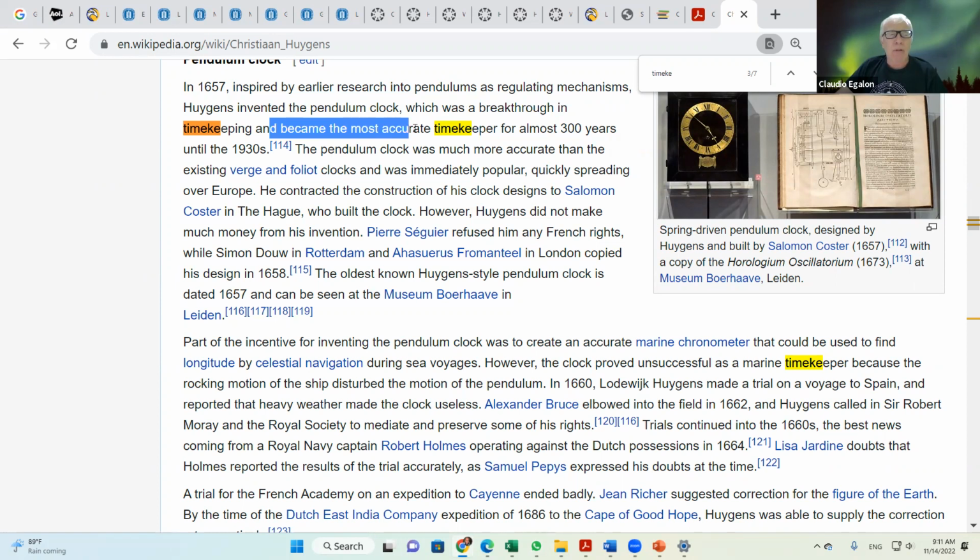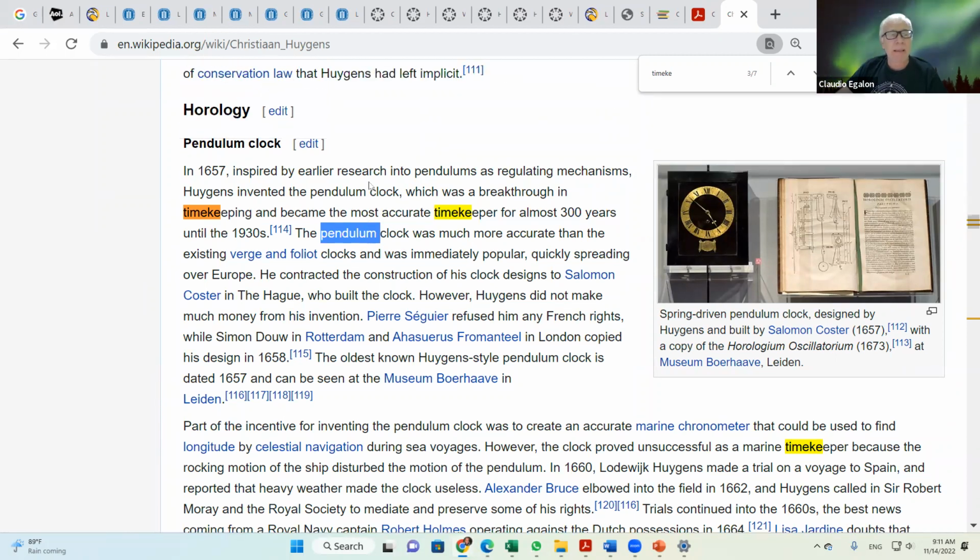It became the most accurate timekeeper for almost 300 years, until the 1930s. Think about that. You invent something back in the 1600s, and it remains the most accurate timekeeping device for 300 years. Okay, that's how important this invention was.